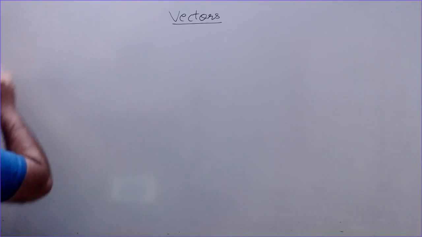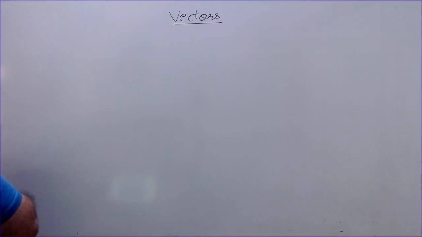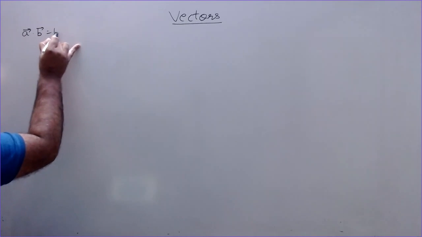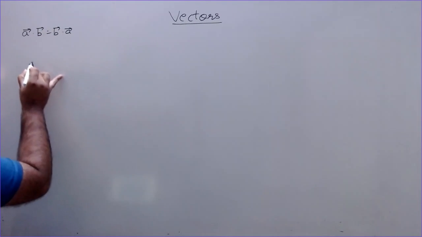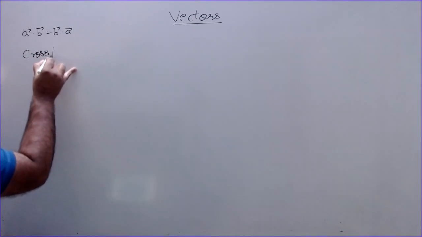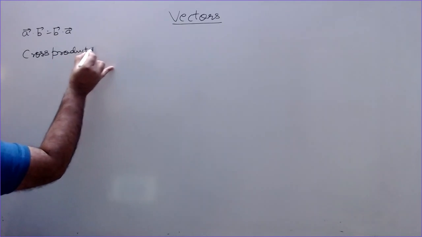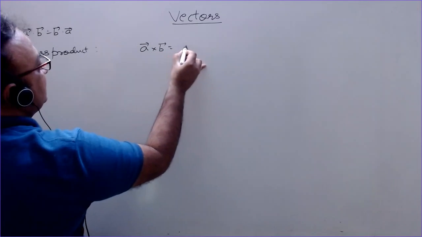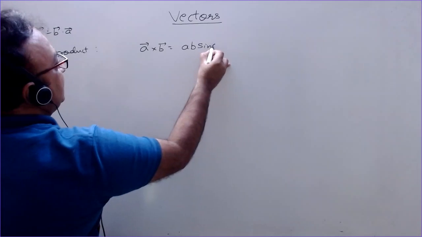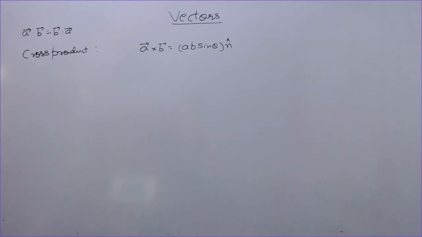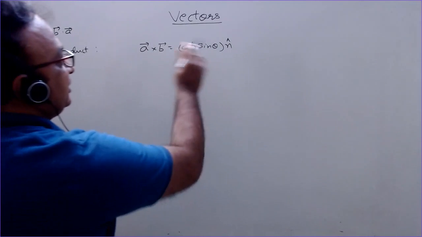So in case of dot product, we discussed that a dot b is equal to b dot a. That's why this is a scalar, no direction. Whereas cross product is defined as a cross b, where a and b are two vectors, equal to ab sine theta into a unit vector n. A is the magnitude of vector A, B is the magnitude of vector B, theta is the angle between them, and this is a unit vector.